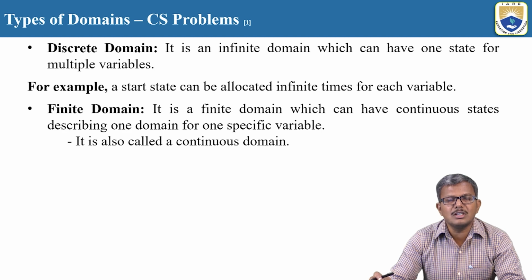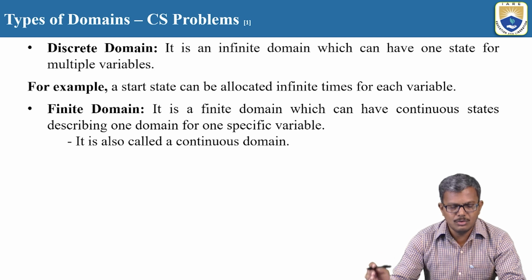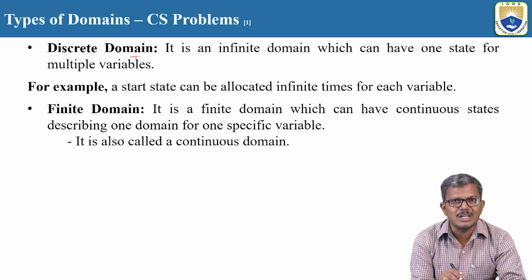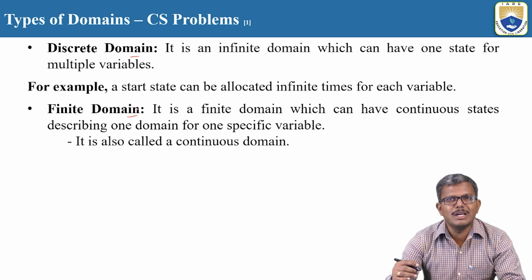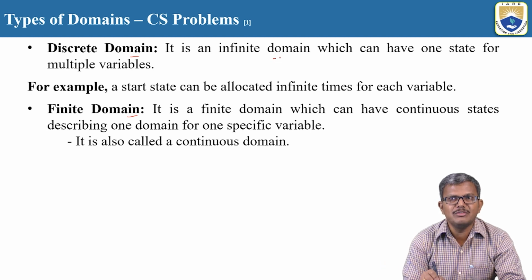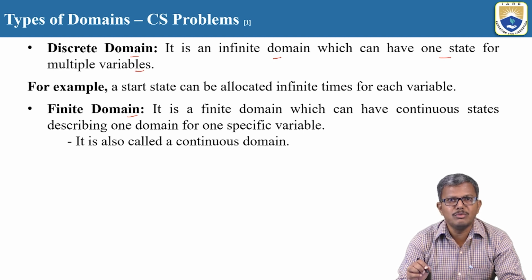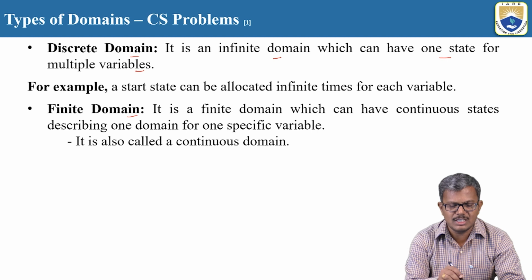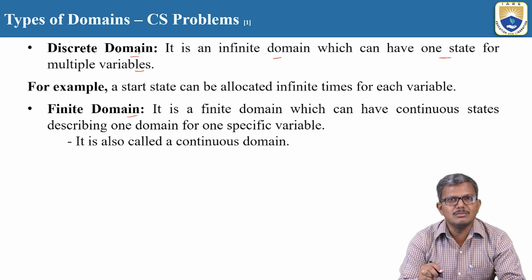Let us talk about the other component of constraint satisfaction, which is called the domain. Even these domains are going to be of two different types. One domain can be an infinite domain or it can be a finite domain. If I say it is a discrete domain, then it means that it is an infinite domain. So what does it mean? Infinite domain means we have one state for multiple variables. In that case, we say that it is a discrete domain.